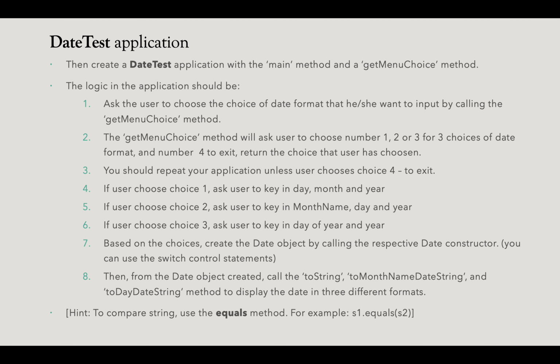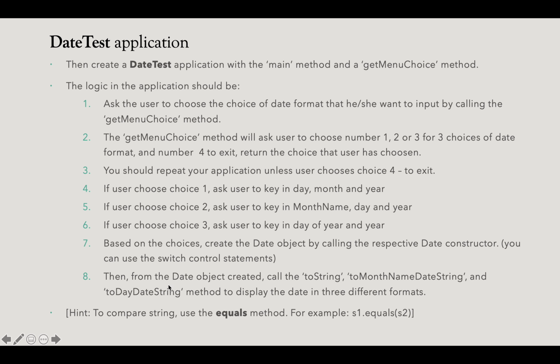So you got these 3 choices. The first choice will ask the user to key in the day, month, and year. The second choice will ask the user to key in the month name and then the day and also the year. And choice 3 will ask the user to key in the day of year and also the year. Based on the choice, create the date object by calling the respective date constructor. You can use the switch control statement for this. When the user chooses choice 1, you call the date constructor that takes in 3 integer parameters.